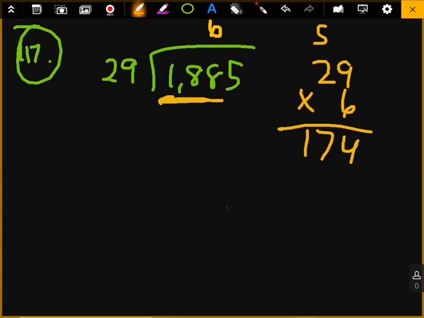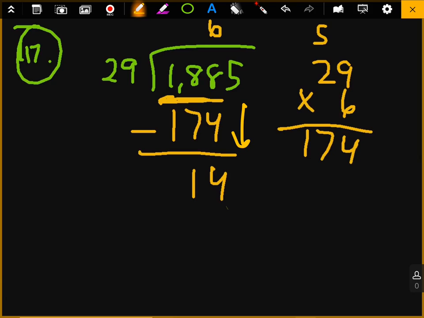So 6, and I get 174, and now I subtract. 8 minus 4 is 4. 8 minus 7 is 1. 1 minus 1 is 0. And then I bring down 5, so I have 145. I think 29 is going to go in there 5 times.